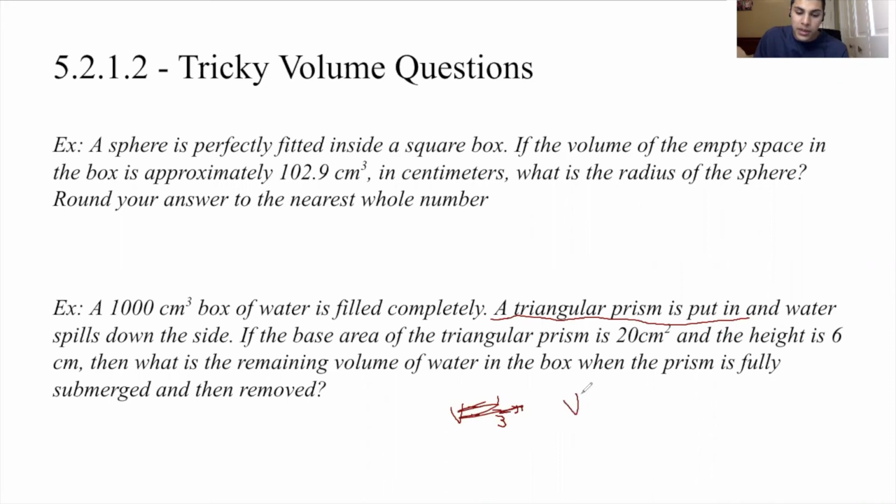So remember, the volume of a triangular prism is 1/3 pi, oops, no, sorry, that's the cone. Volume is 1/3 and then times the base. So 1/3 base height times 1/2. And that's the volume of the base. So if it says the base area is 20 centimeters, well, we have the volume of the base, and times height. So we do 20, which is our base area, times 6, which is the height, times 1/3, and that's the volume. And then whatever that volume is, you subtract that from 1,000, and that will be the remaining volume of water in the box after it's fully submerged and then removed.